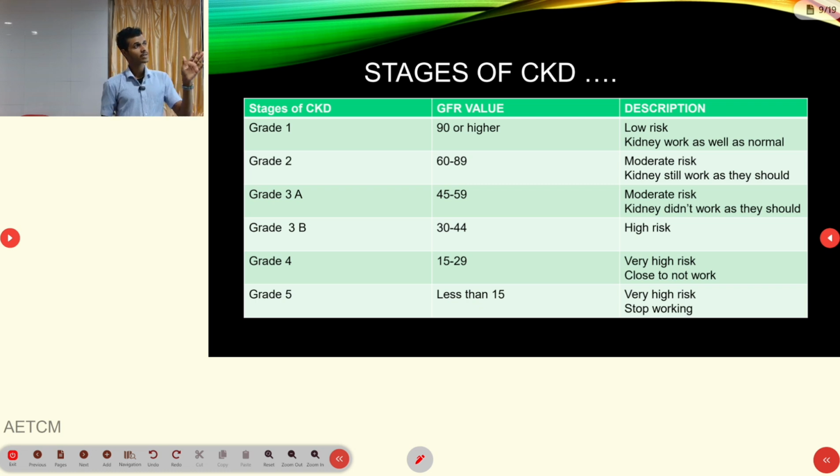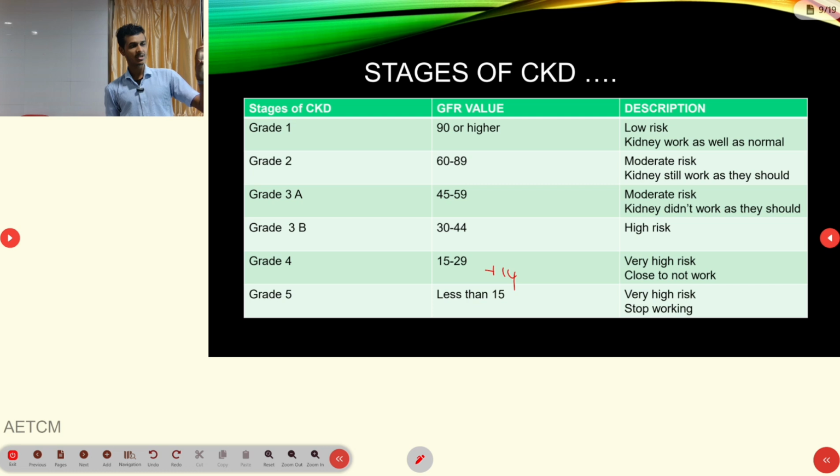Okay. So here we are categorizing people into 5 grades. Grade 5 is when your eGFR, or estimated glomerular filtration rate, is less than 15. Normal is 90 or more than 90. If it is getting less than 15, the person is at very high risk for CKD, and the kidney has almost stopped working. Grade 4 means you can add plus 14, so 15 to 29. They are at very high risk for CKD, and the kidney is close to not working. Grade 3 we are dividing into 3A and 3B.